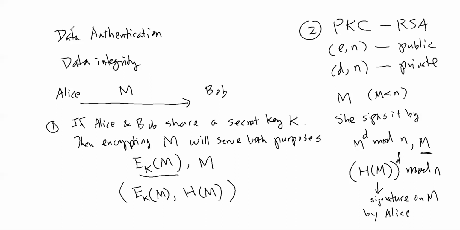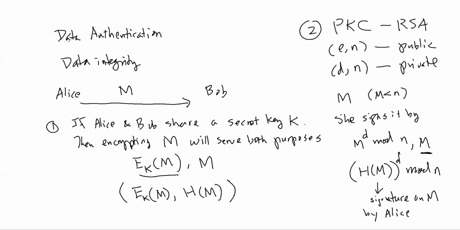All right, so that's two ways to do data authentication. And of course, we can combine these two methods to come up with a scheme, depending on which data encryption algorithm you are going to use and which public key encryption you want to use. Then we can combine these two to come up with a stronger scheme.